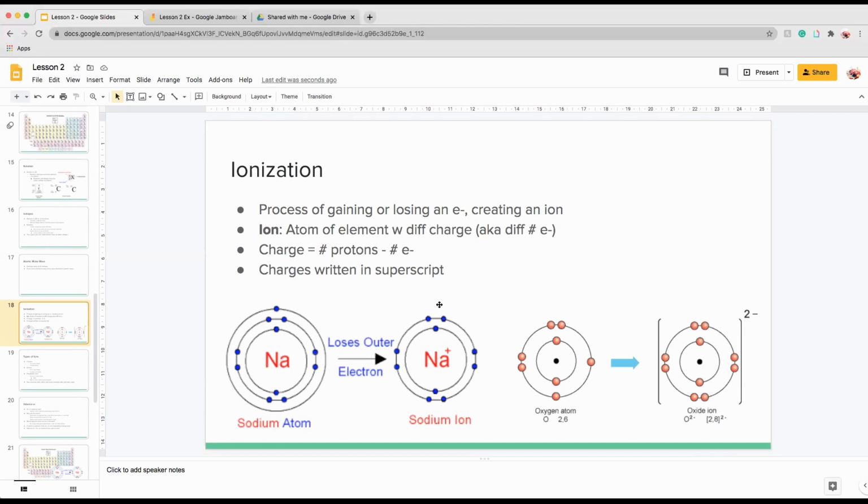It depends on whatever is easiest. If it's easier for them to lose an electron to gain a full shell, they'll do that. If it's easier for that atom to gain electrons to get a full shell, that's what happens. I don't think that's a great explanation, but I hope it kind of makes sense.